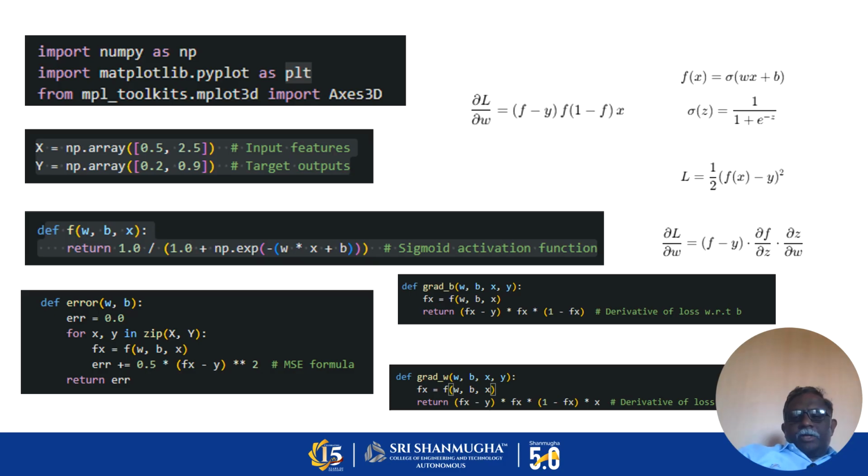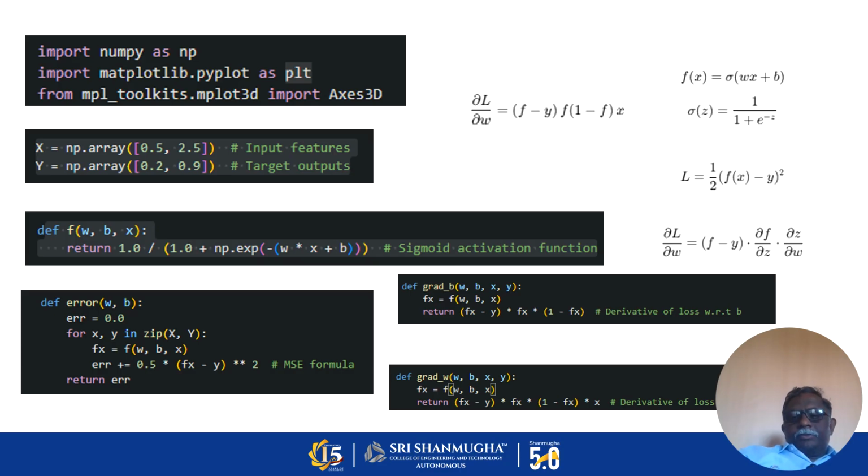The loss function we already discussed many times. This is the loss function: L is 1 by 2 times the squared difference between the predicted and the actual value. When you differentiate the loss function with respect to weight, we will use the chain rule. In that case, we will use dou L by dou F, dou F by dou Z, and dou Z by dou W. When you differentiate this, we will get this.